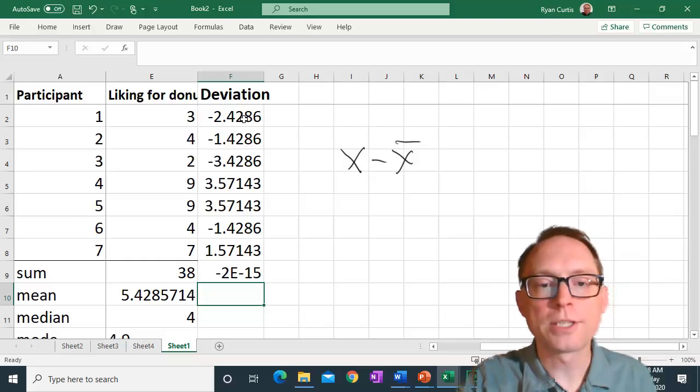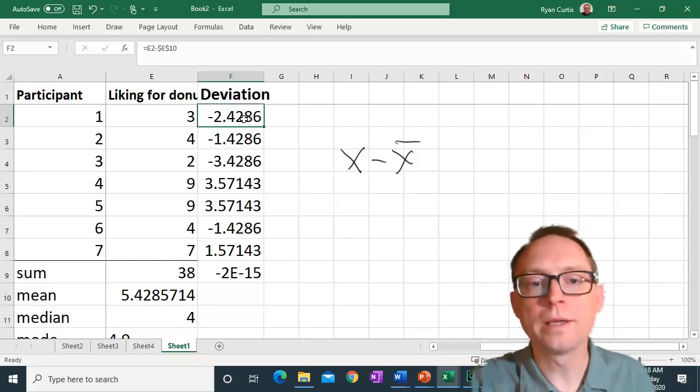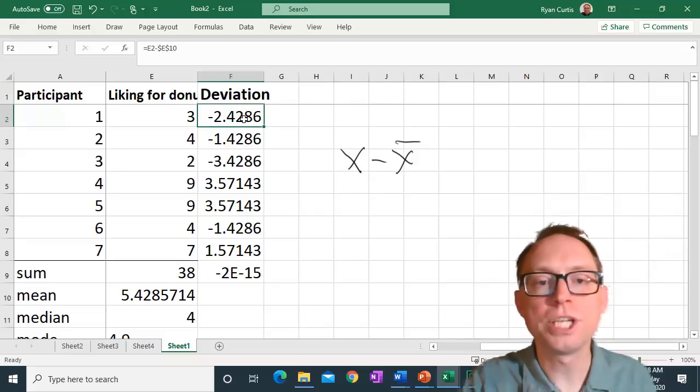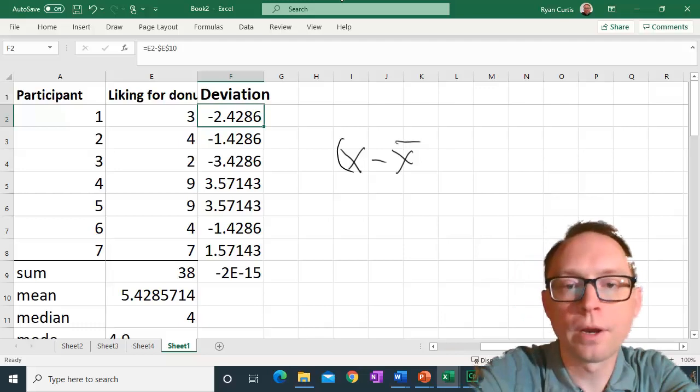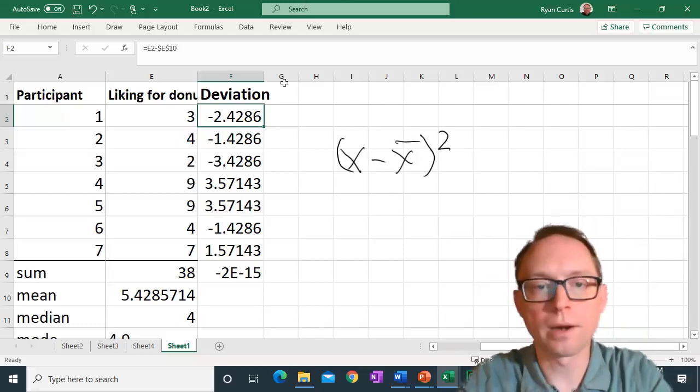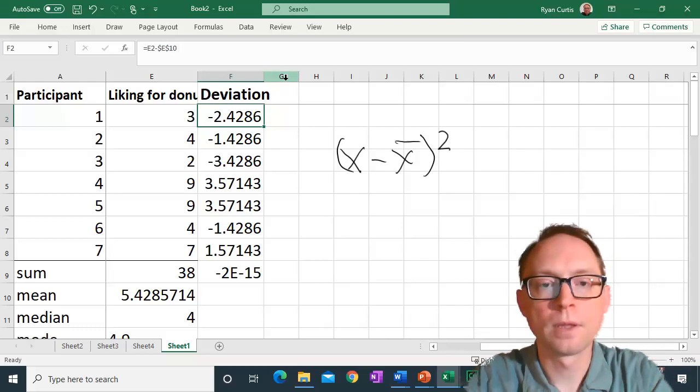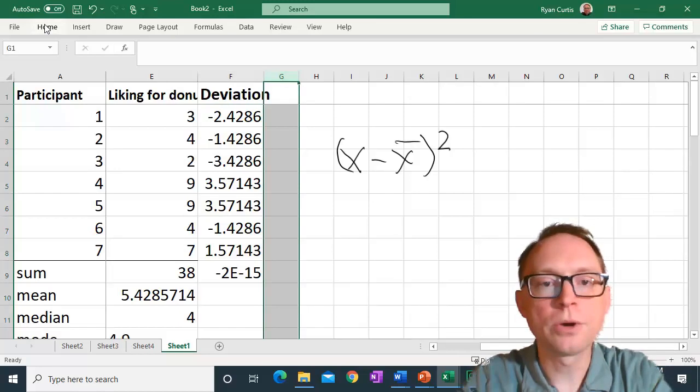All right, so what we need to do next is, what is person number 1's deviation squared? So what we're looking for here, instead of just the deviation, we want the deviation squared. Okay, so in order to find this, let's go ahead. I'll make this bigger as well.